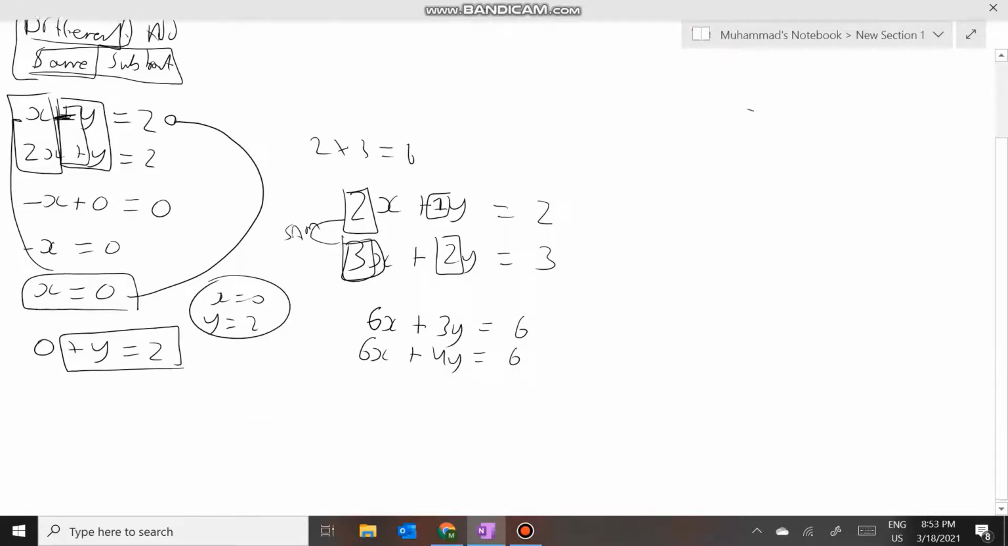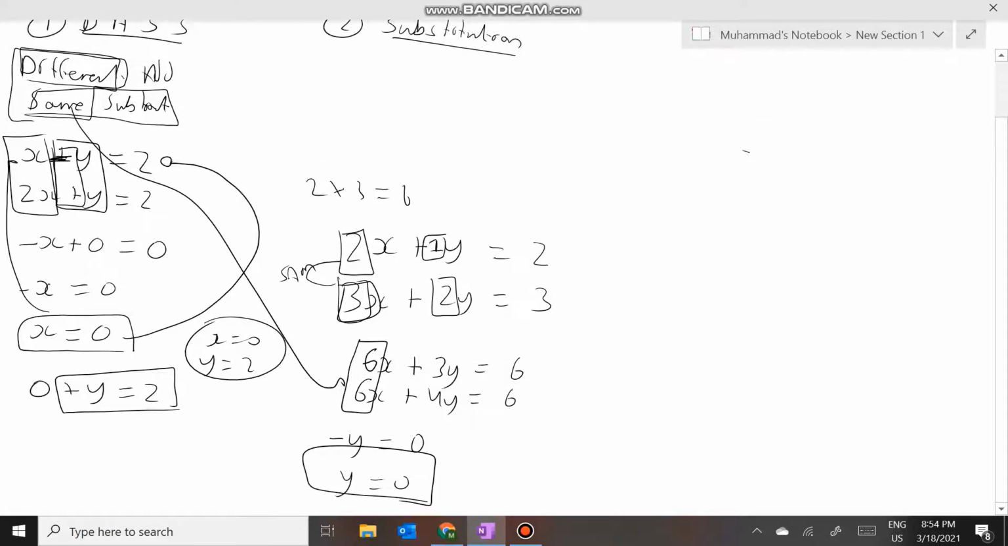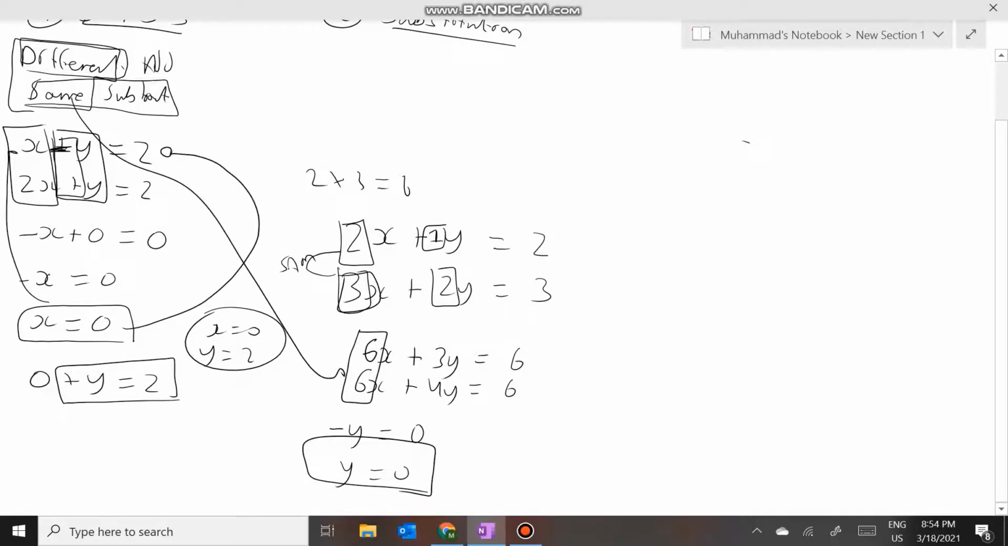Then we solve it the same way. But here we're eliminating y because they have the same number before them. Since they have the same signs, we subtract. So this would basically be minus y equals 0, so y is equal to 0. All right, you guys got the idea? So that's basically how you solve this.